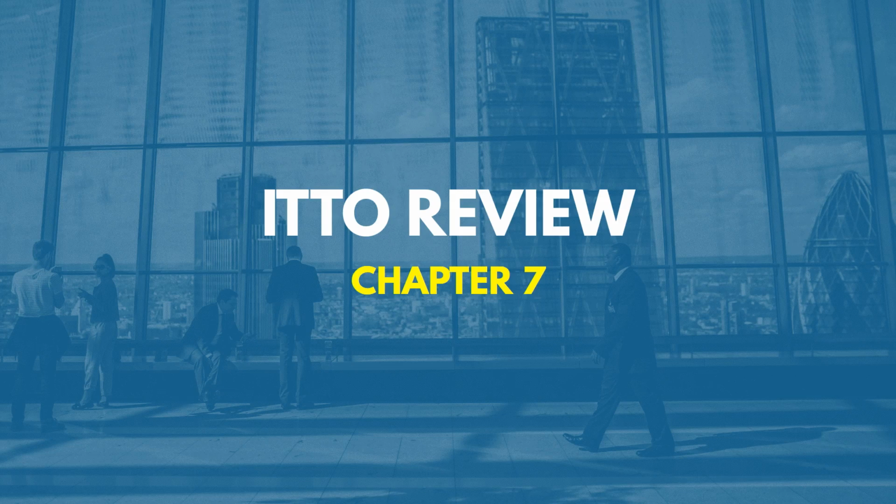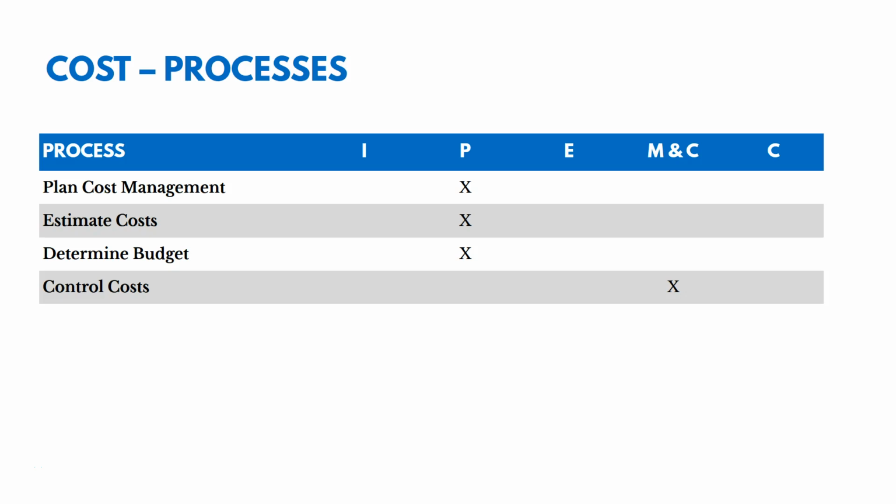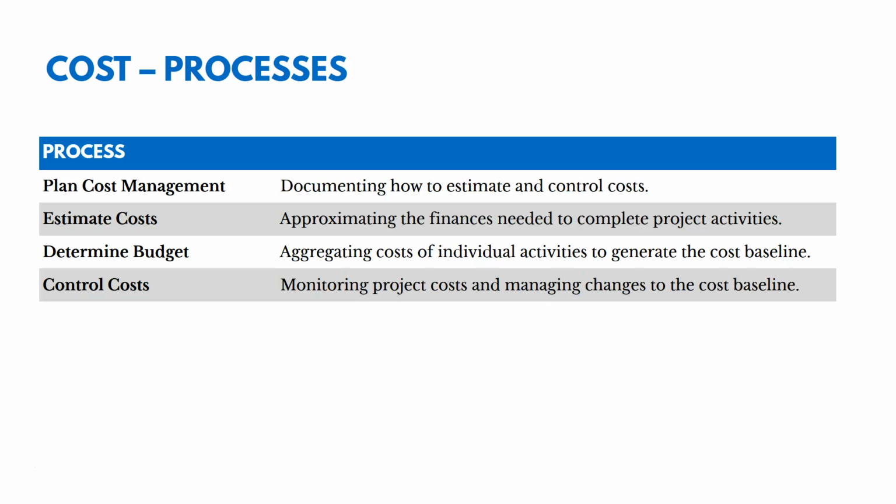So this is an overview of the ITTOs for Chapter 7, Cost Management. Okay, so as a reminder, there's 4 processes here: plan cost management, estimate costs, determine budget, and control costs. 3 are in planning and 1's in monitoring and controlling.